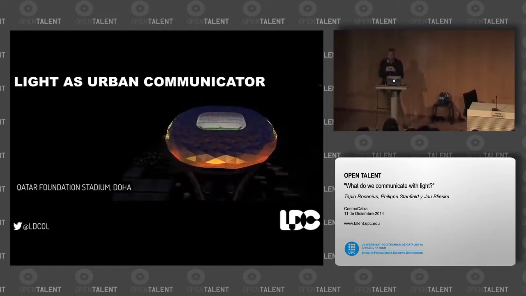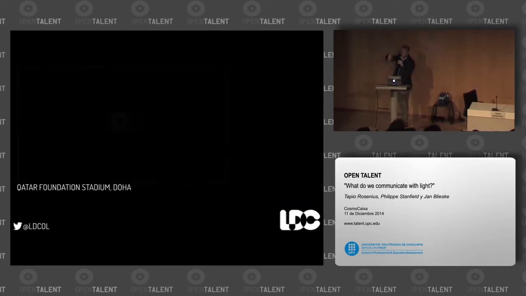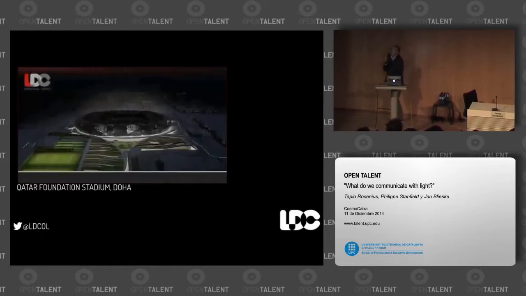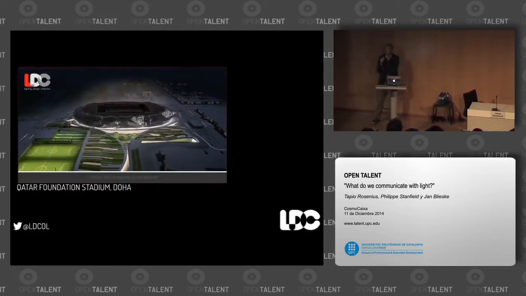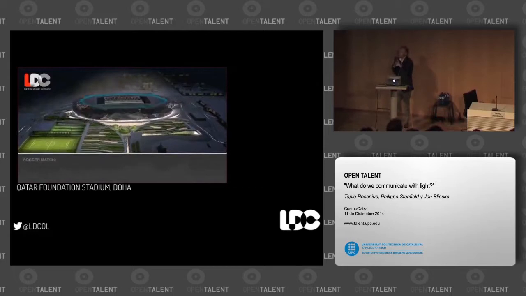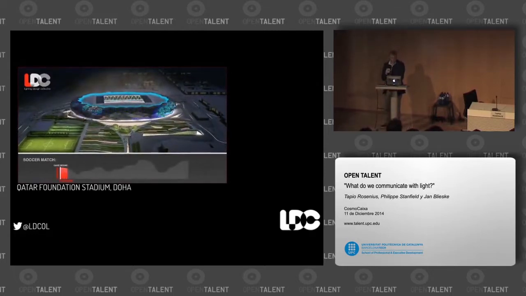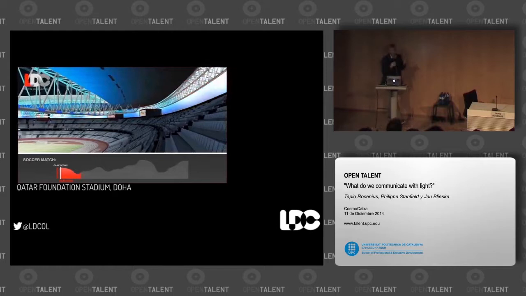So in this case, a mega stadium, one of the 2022 Football Cup stadiums, and this is how it works. So in a normal evening, it's a white light flickering away. There's an architectural concept which is called Diamond in the Desert. So it's the diamond in the desert doing its thing. But when the show starts, i.e. the football match, then it begins to communicate. It begins to go as crazy as the people do.